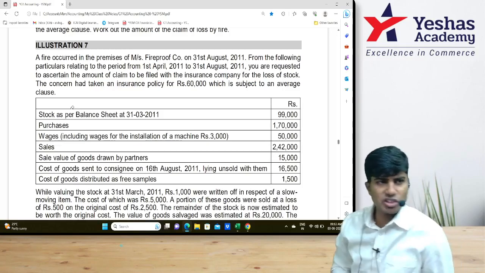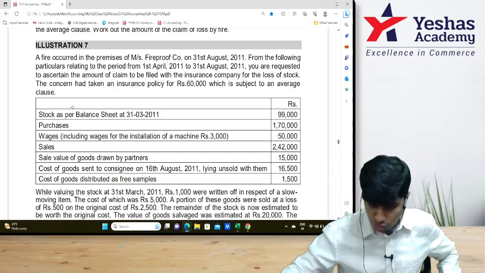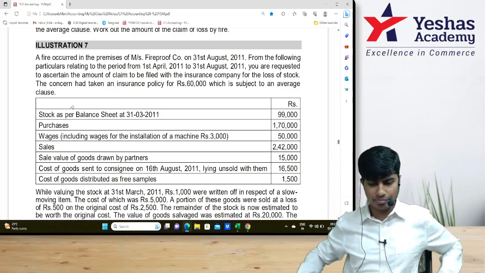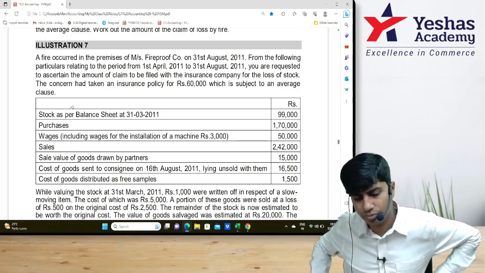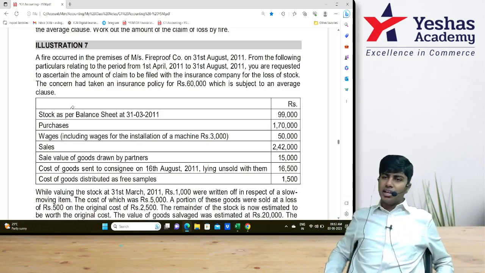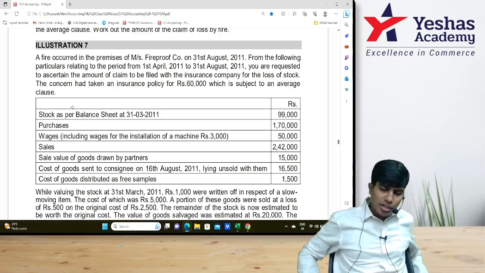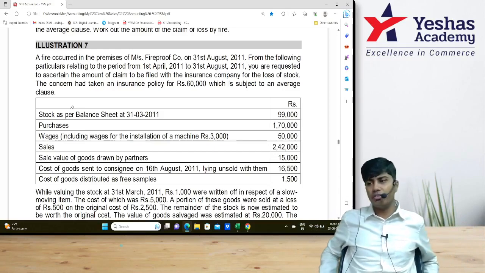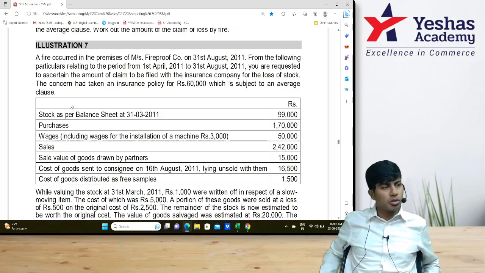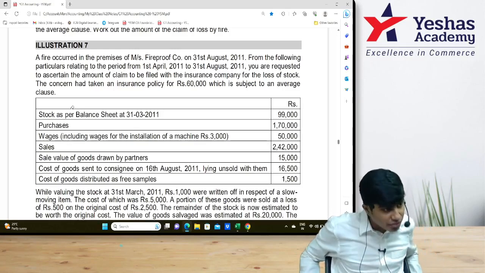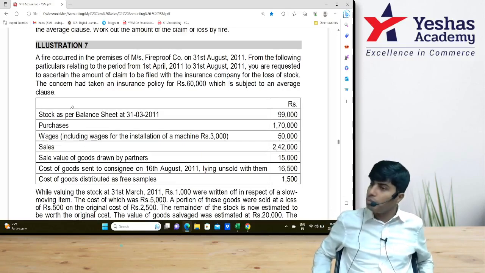So year end is 31st of March. We need to prepare memorandum trading account from 1st of April to 31st of August. We need to file the insurance company claim for loss of stock policy. Okay, we'll identify how much it is. Policy is for 60,000 subject to average clause. So we'll identify the stock lost by fire. Check if it is less than 60 or more than 60. If it is under insurance, then we'll apply average clause. If it is over insurance, then whatever is the loss of stock will be the claim amount.